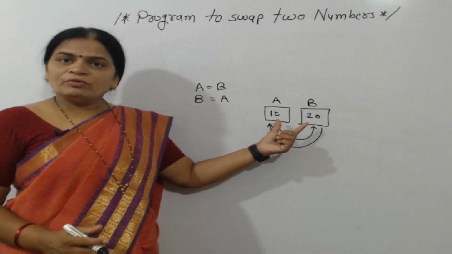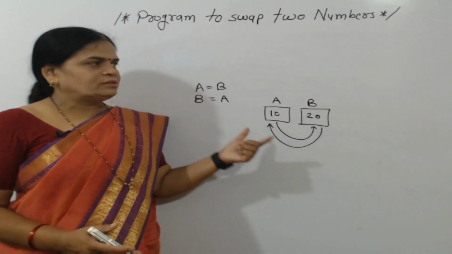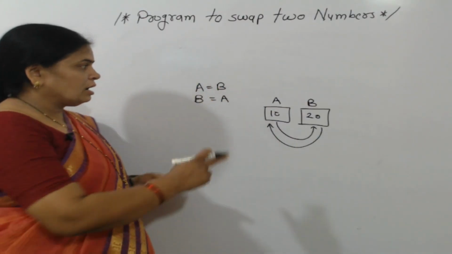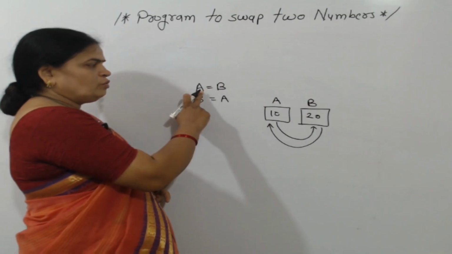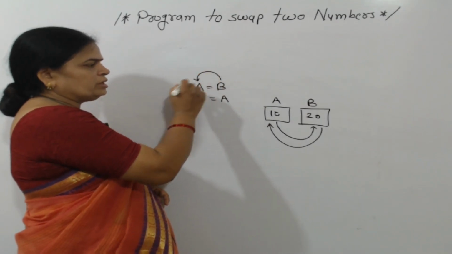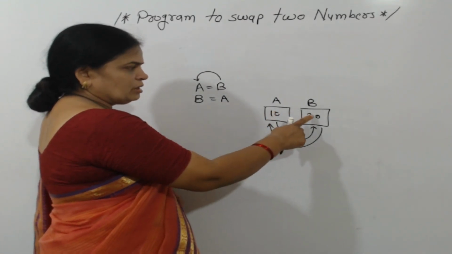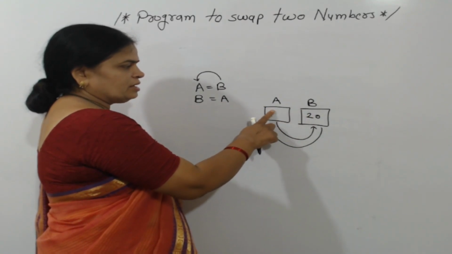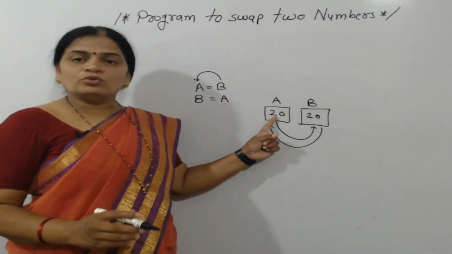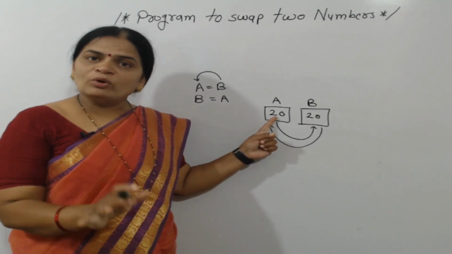Many of you will be thinking like this: A की वैल्यू B में जानी चाहिए, B की वैल्यू A में जानी चाहिए. That means A equals B and B equals A. लेकिन अगर आप ऐसे करते हो, if you write A equals B, that means the value of B will be stored in A. इसका मतलब 20 वैल्यू आपके A वेरिएबल में चली जाएगी, but the value of A will be lost. A की वैल्यू completely लॉस हो जाएगी.